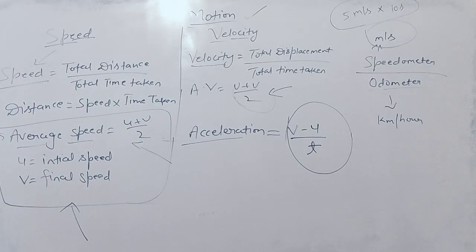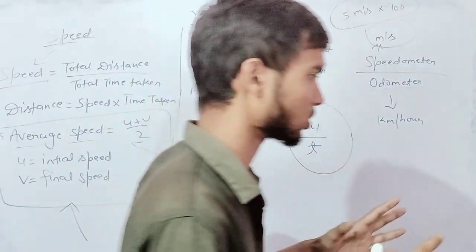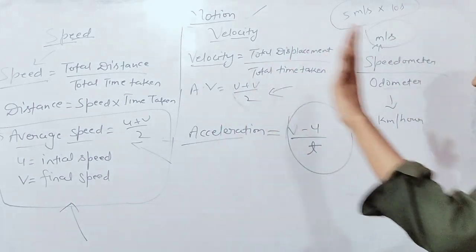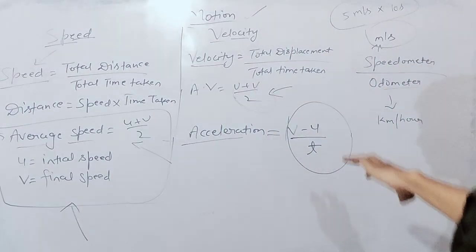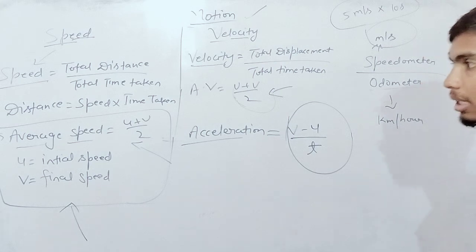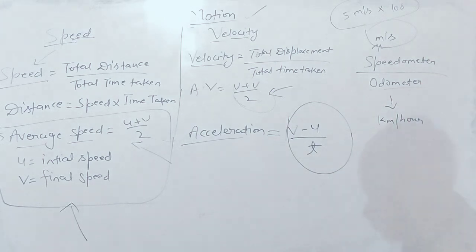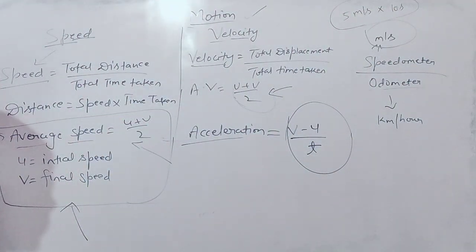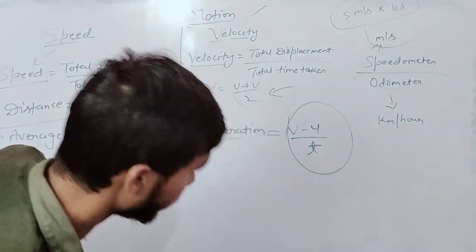Clear? So from this formula you will find the change of speed. As the vehicle was moving with constant speed, then suddenly that vehicle increased the speed, until the end where the velocity came to zero. So from this formula you will be able to find the change of speed, the change of velocity.